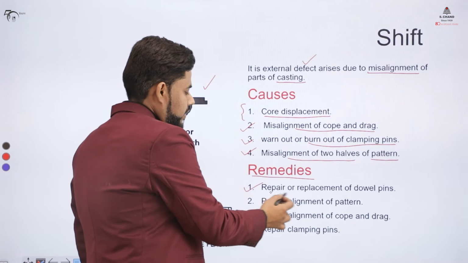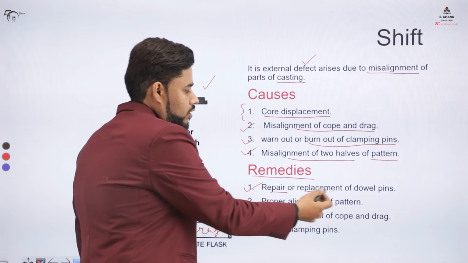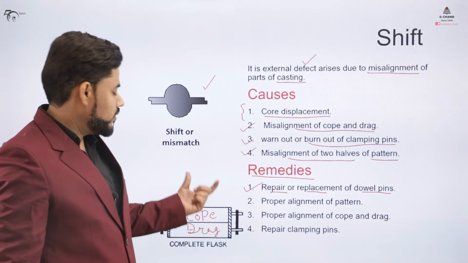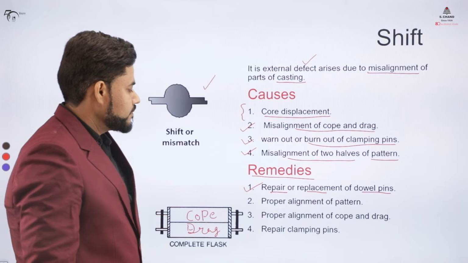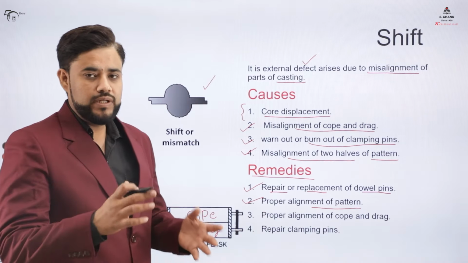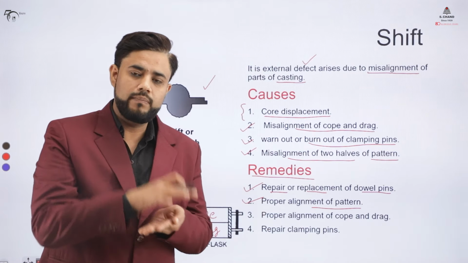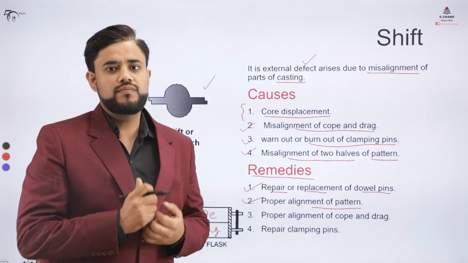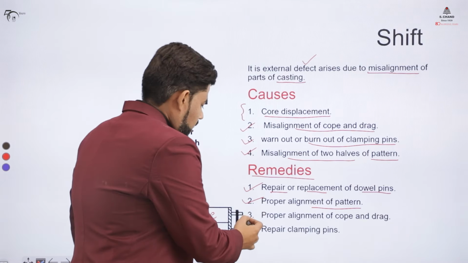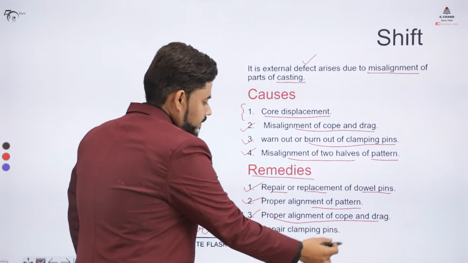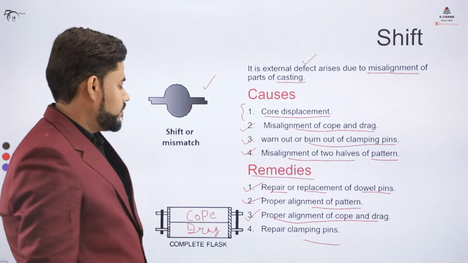We can go for either the replacement or the repair of the dowel pins, which are used to connect the cope and drag in order to make a flask. Then there should be a proper alignment of the pattern. I have told you, in case of a split piece pattern, we have to properly align both the parts so that this misalignment would not occur. Proper alignment of the cope and drag should be there, and clamping pins should be repaired or replaced.